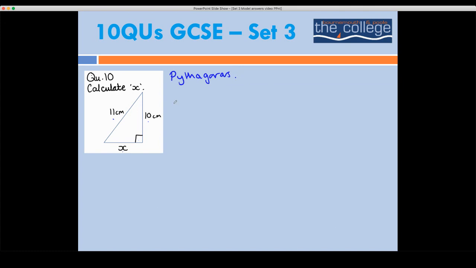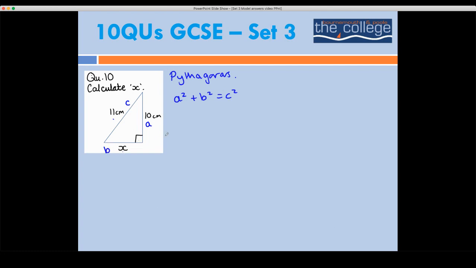So the Pythagoras theorem is, I think most of you all know it, a squared plus b squared equals c squared. Now, which one's a, b, c? C is always the longest side. Okay, so this is our c. It's always the one that's opposite that right angle there. The other two can be either way round. Let's just call this a. Let's call this b. A, B, C.